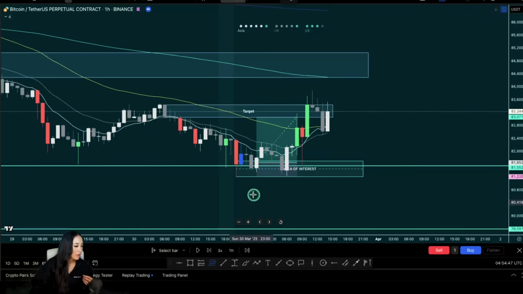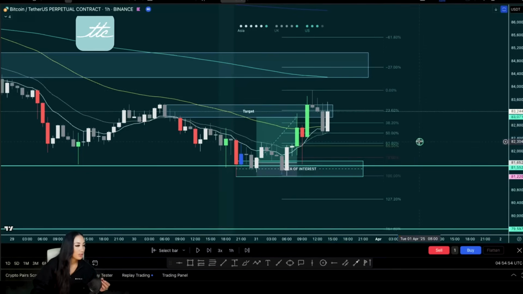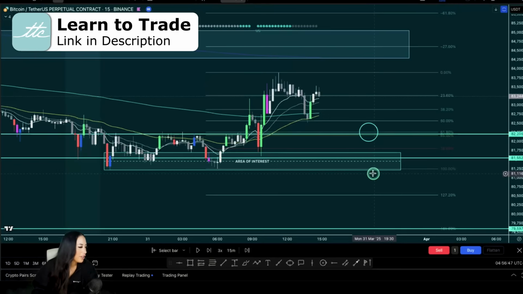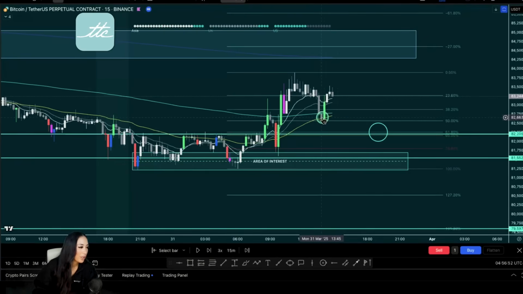So now we can draw a fib from the peak formation low to the new high and pay attention to our Fibonacci levels and find the one with the most confluence. Now that I'm on the 15-minute time frame, I can see that we've held the 50 and the 200 EMA here and started to push away with volume.